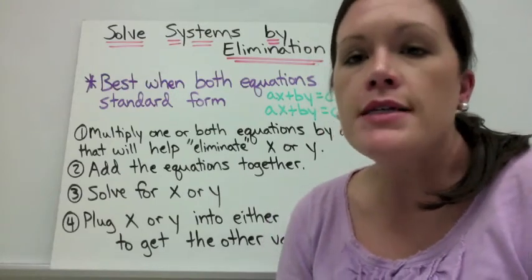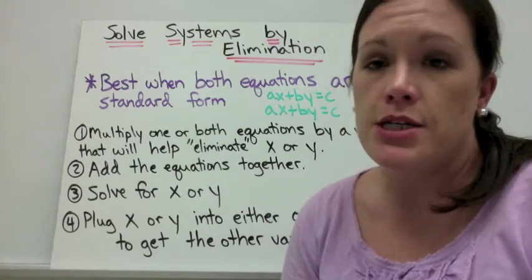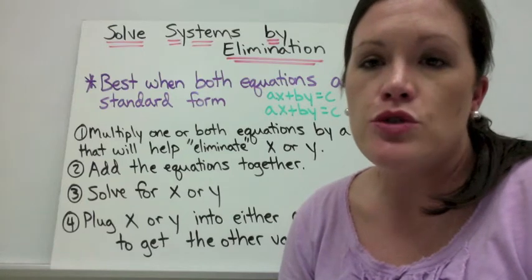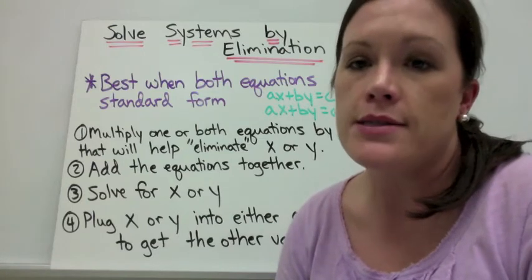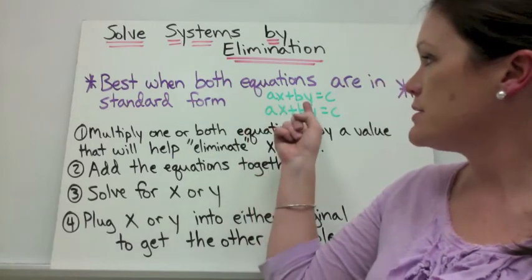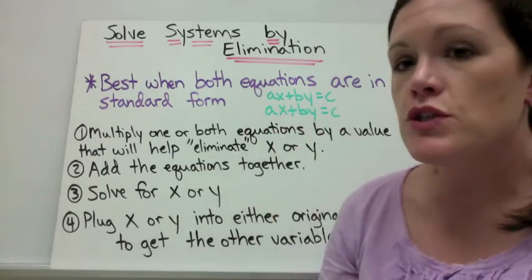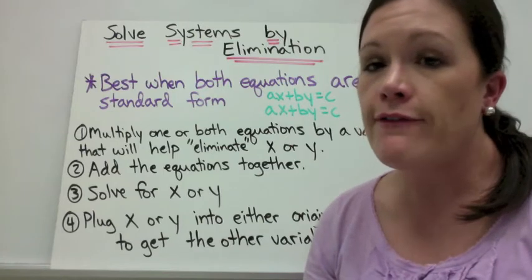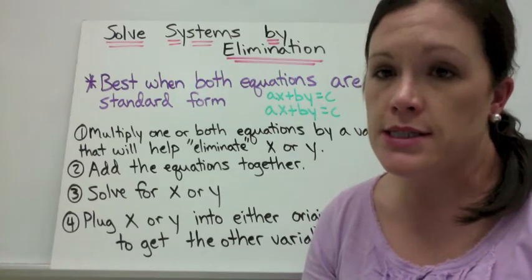Let's talk about solving systems of equations by elimination. This method is best used when both equations are already in standard form. So standard form for a line is ax plus by equals c. If you see that both equations are in that form, this would be your easiest method.